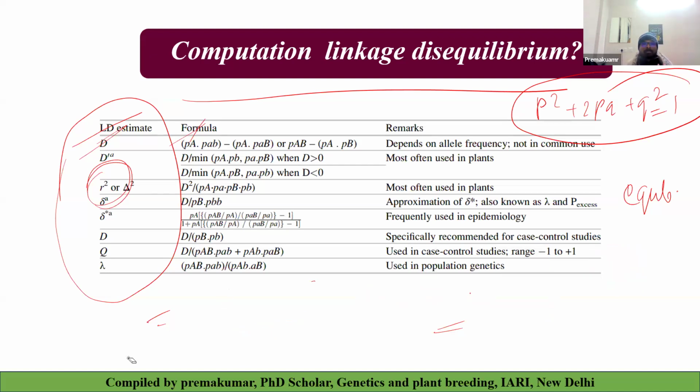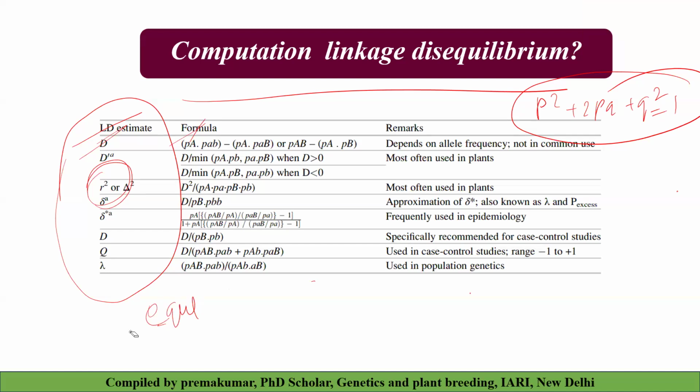I hope you all know very well about Hardy-Weinberg. When there are no evolutionary forces like selection, migration, mutation. You're directly going to that. What is the definition of an equilibrium population? Random mating is there, and gene and genotype frequencies are equal throughout the generations.